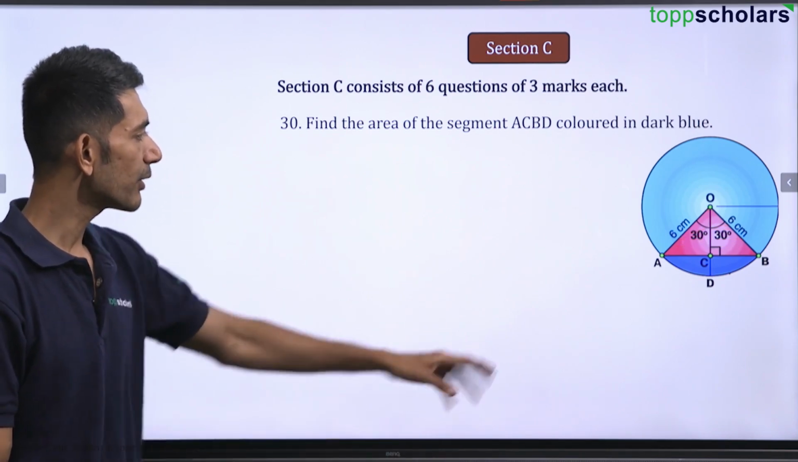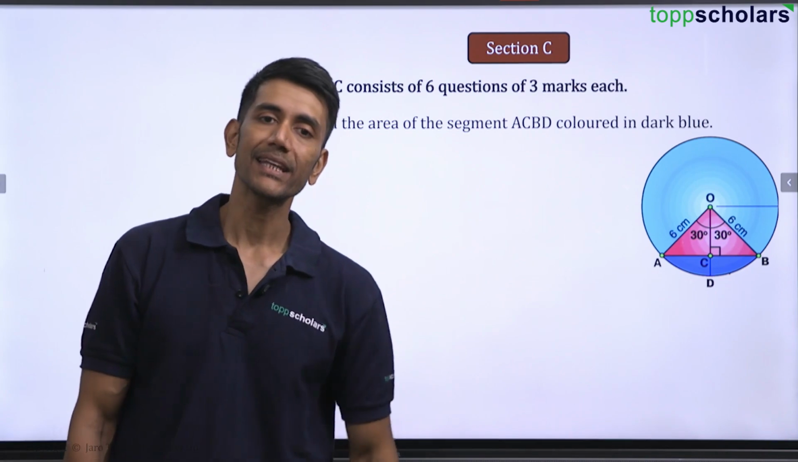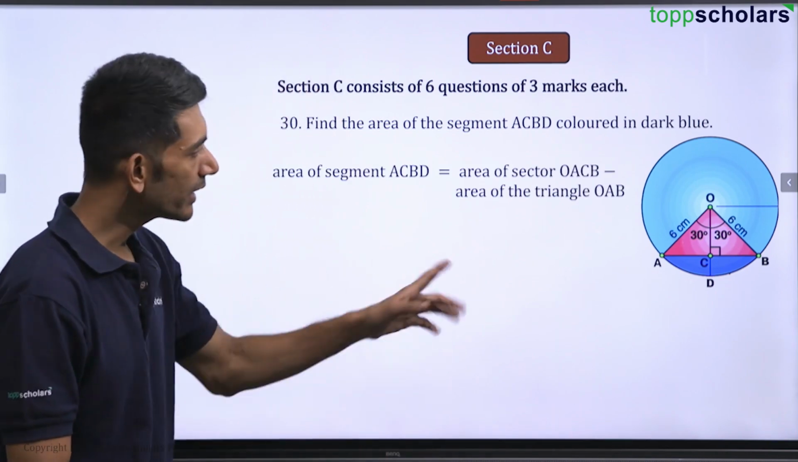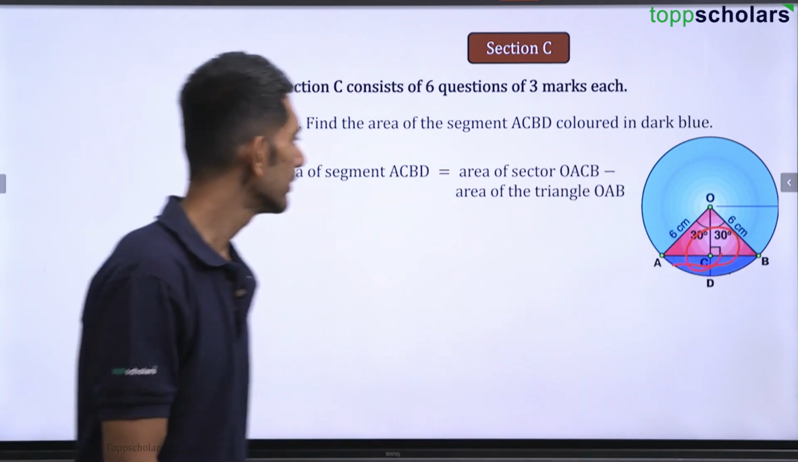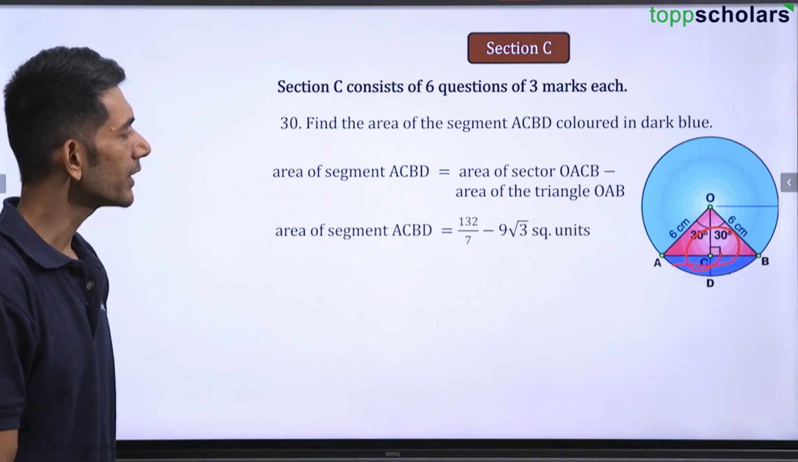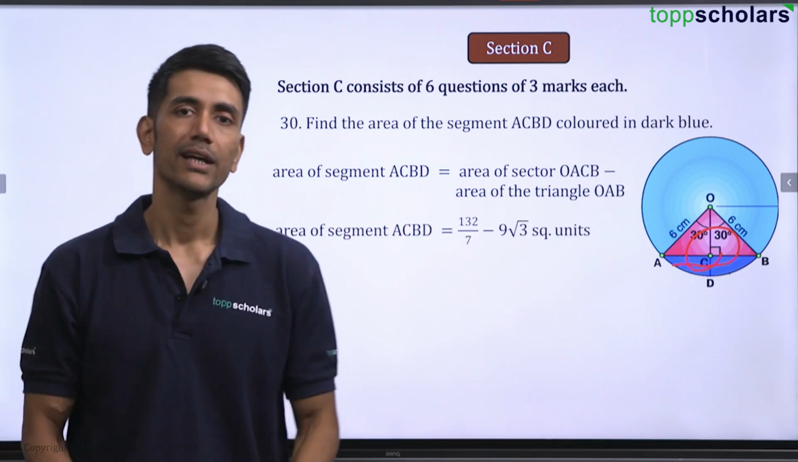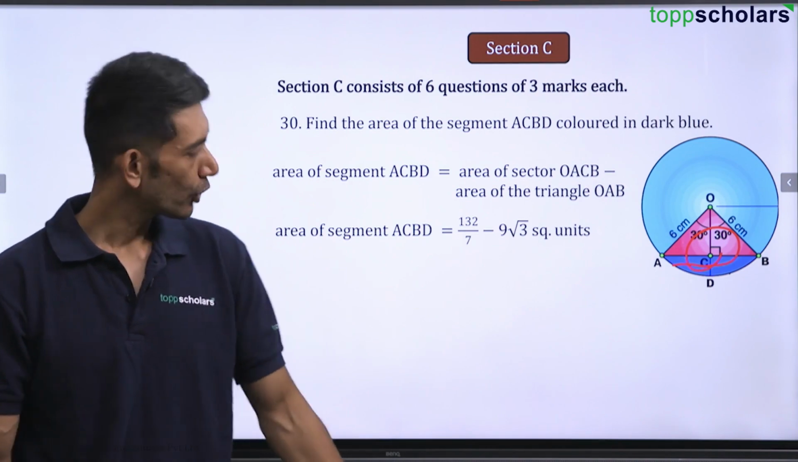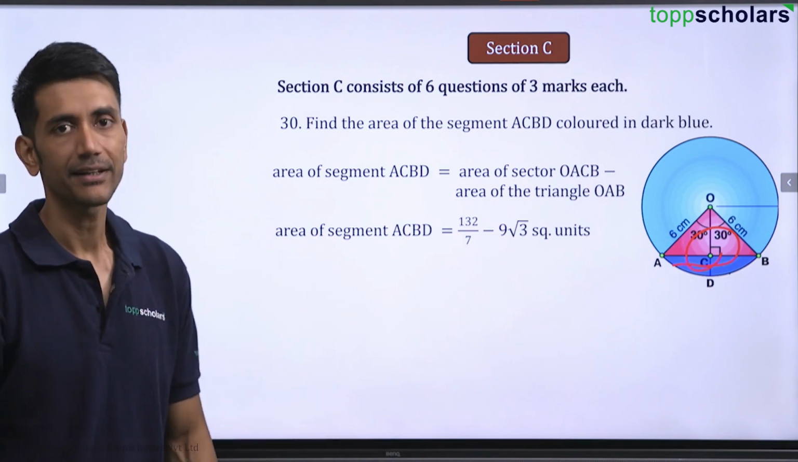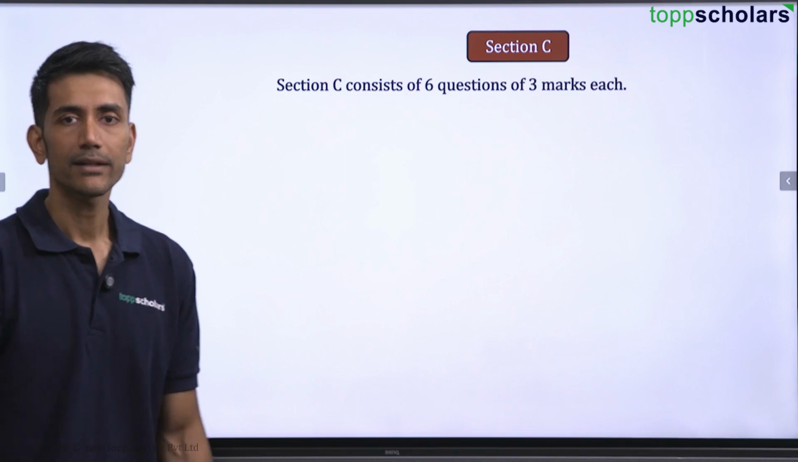And then it is very easy, because all you need to do is subtract the area of the triangle from the area of the entire sector. So that is going to give you 132 by 7 minus 9 root 3. And that is your final answer. So I hope you have understood this question. Let's continue. Let us have a look at a new question now.